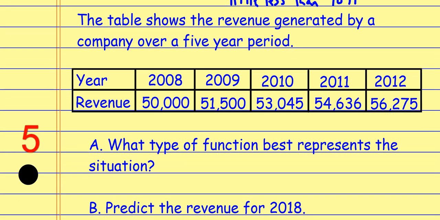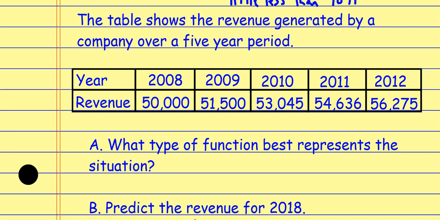But look at the next one. It says the table shows the revenue generated by a company over a 5-year period, and we want to know what kind of function it is. So we're looking for a pattern, and maybe you would look at this and say, okay, to get from 50,000 to 51,500, you have to add 1,500. And then to get to the next one, I add 1,545. So it's not linear. I could check the common difference, but spoiler alert, that's not going to work either.